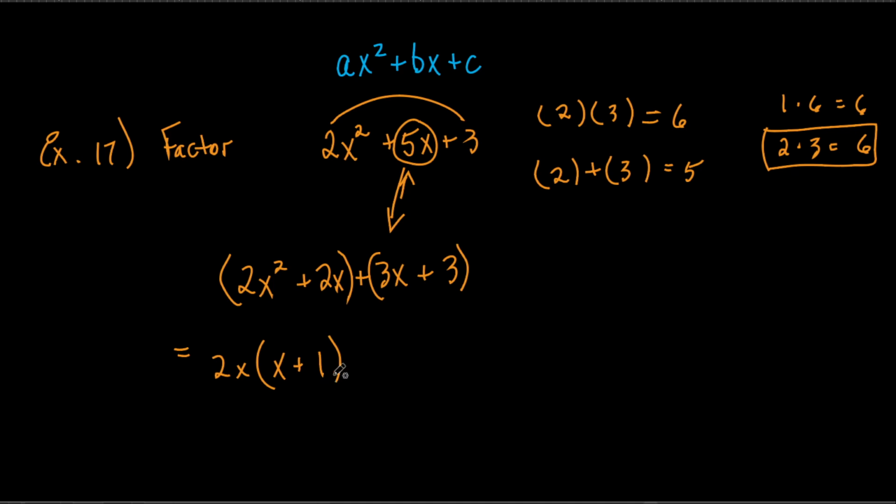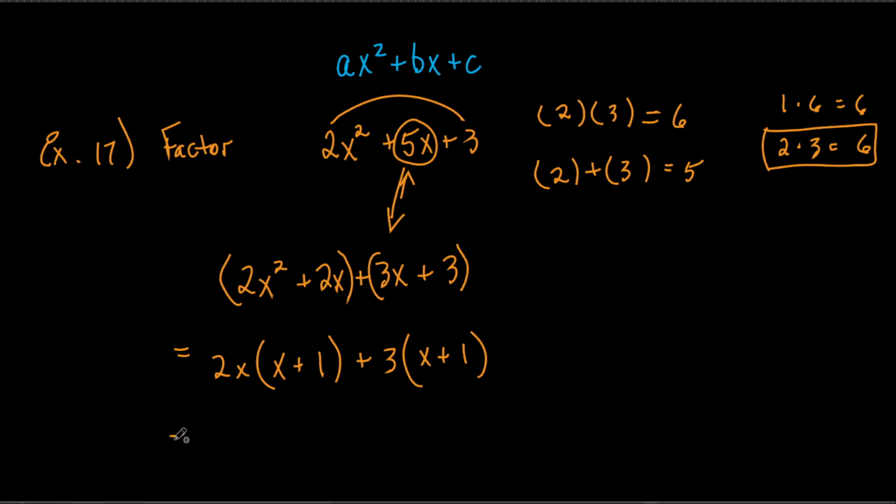That's very, very important. A lot of people forget that. All right, let's find out what's in common with this. Well, there's only a 3 in common with both of these. Factor out a 3, you get x plus, again, 3 divided by 3 is 1, so you put the 1 there.